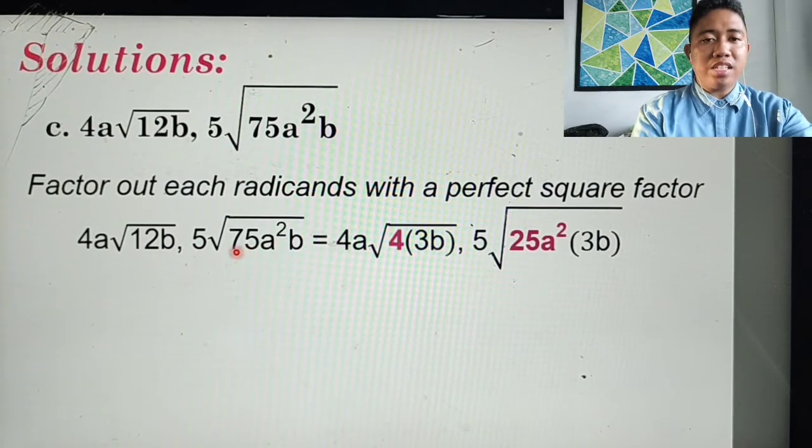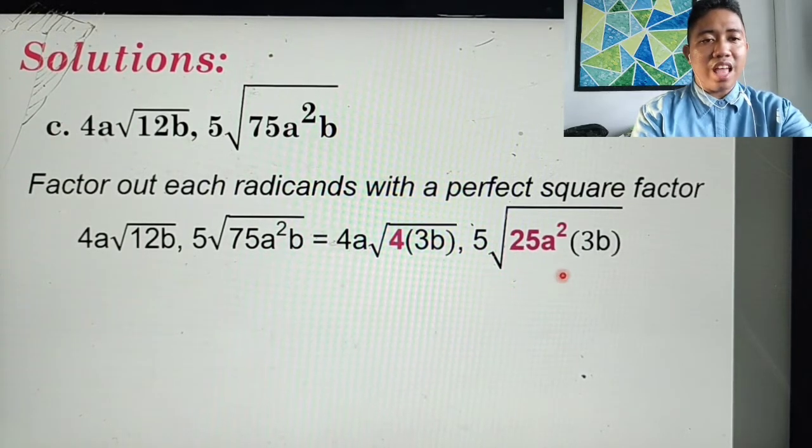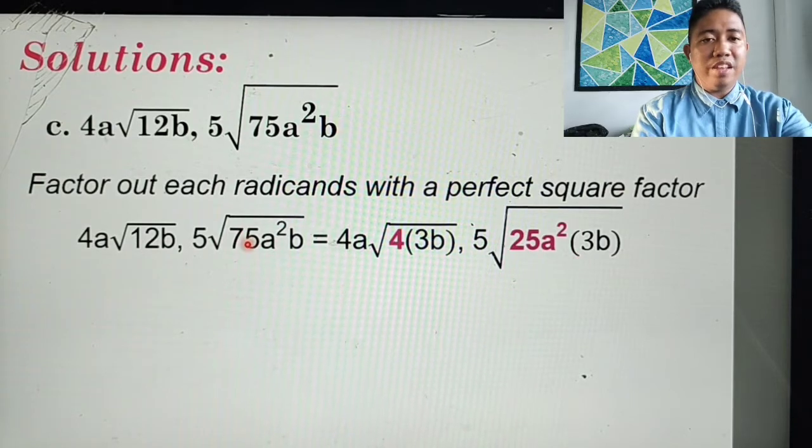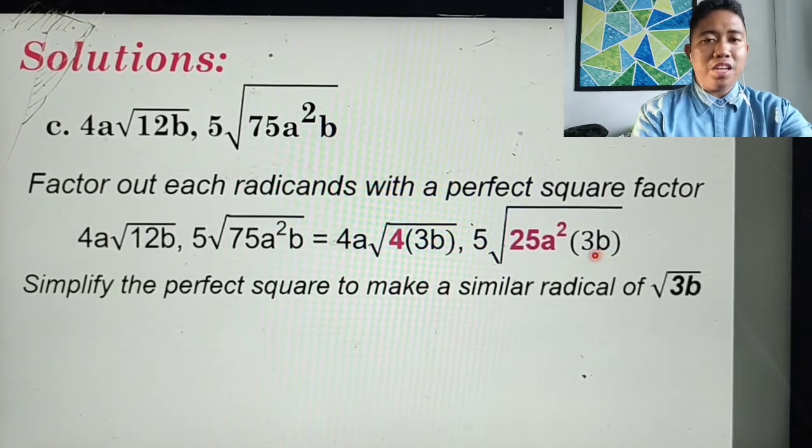The second one is 75a squared b. We factor 75, and it becomes 25 times 3. At least 25 is a perfect square. And we copy the perfect square term, which is a squared. Then we have the remaining factor, which is 3 times b. Okay? So we proceed to the next step.